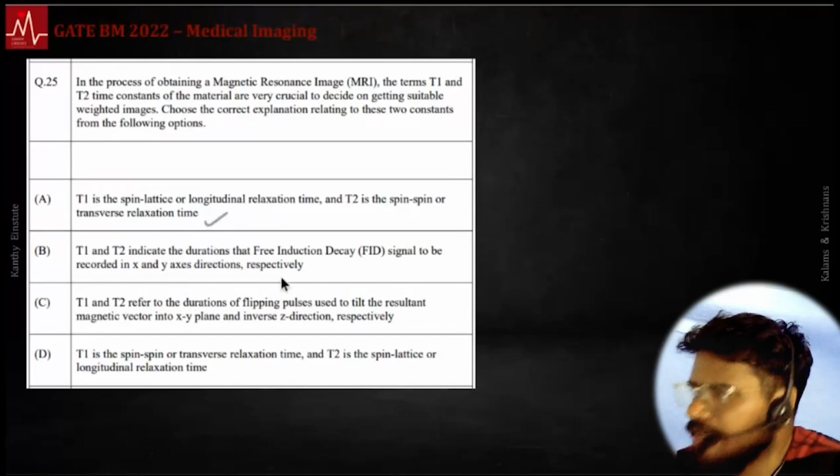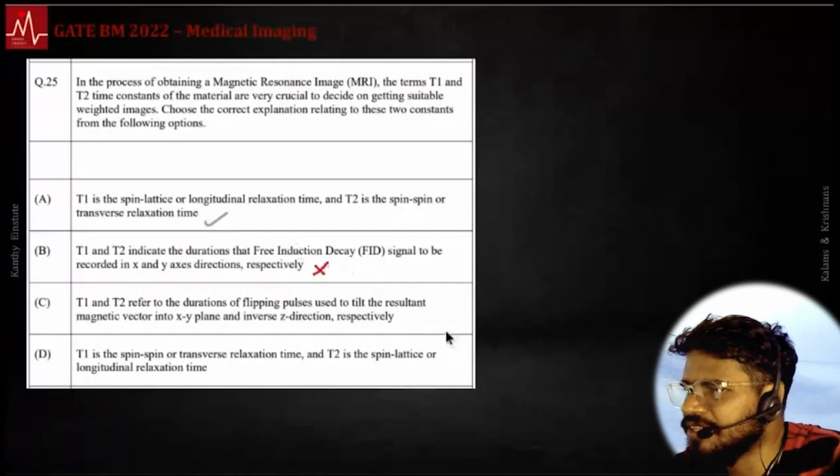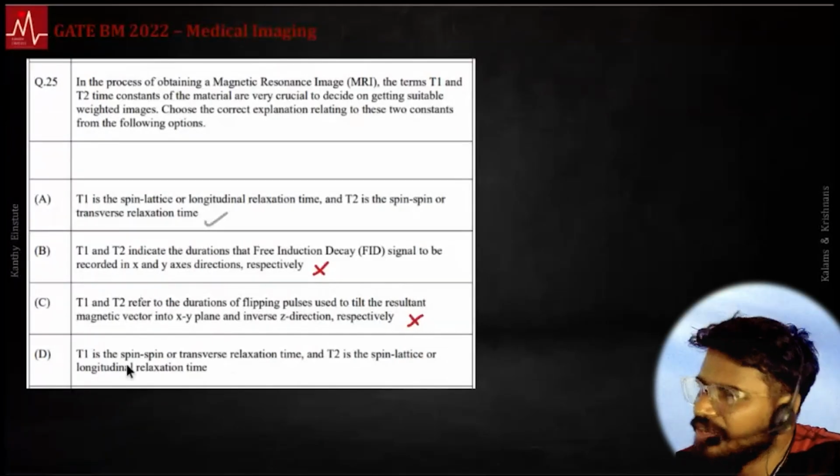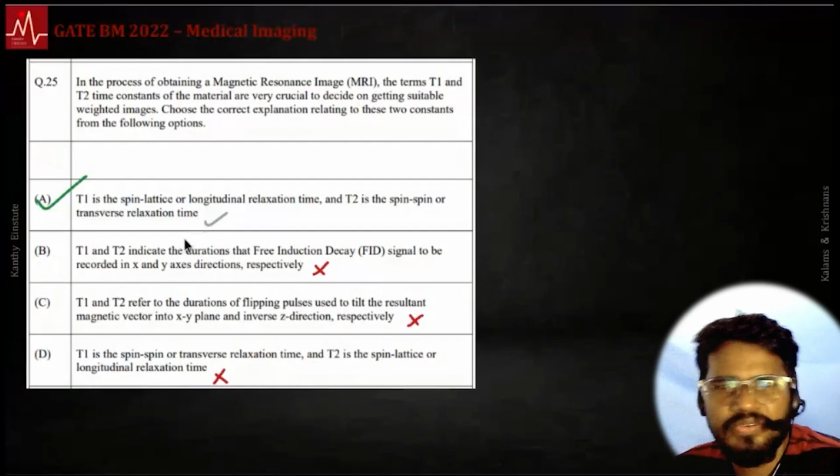T1, T2 indicate durations of free induction decay? No, this is not correct. T1, T2 flipping pulses used to tell the... no, we know. T1 is spin-lattice. Again, this is correct. These are basic theory definitions of T1 and T2.